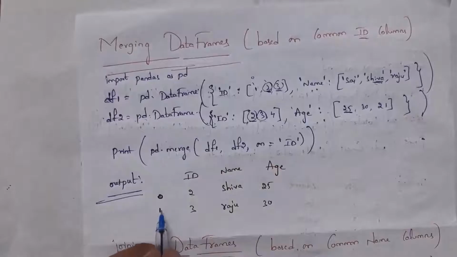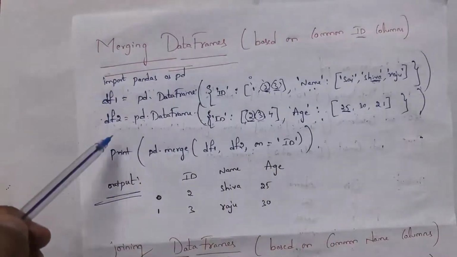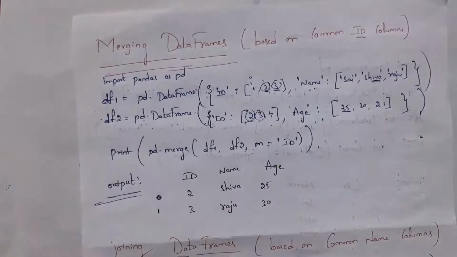So index number 1 contains 3, Raju and 30. This is my output. So I merged these two data frames based on the common ID column. Next I will explain how to join two data frames.